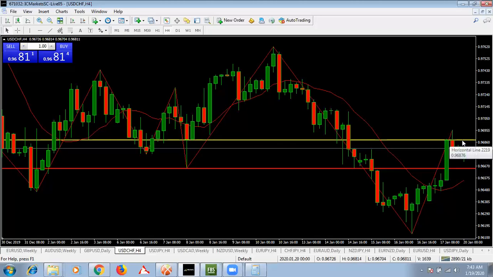Okay, I expect that the market will break this price level before I'll consider buying this pair. I wouldn't jump into buying this pair now until the market trades above this level. So my bias for USD CHF this week, I use the weekly time frame.